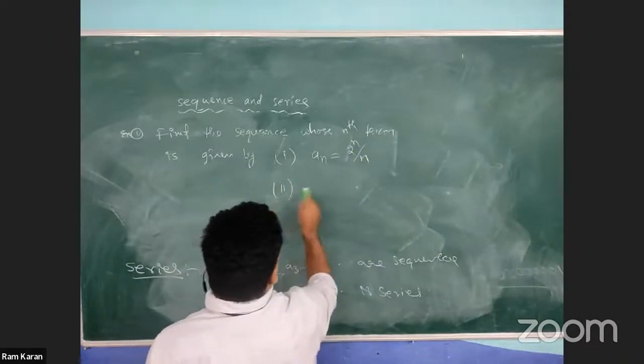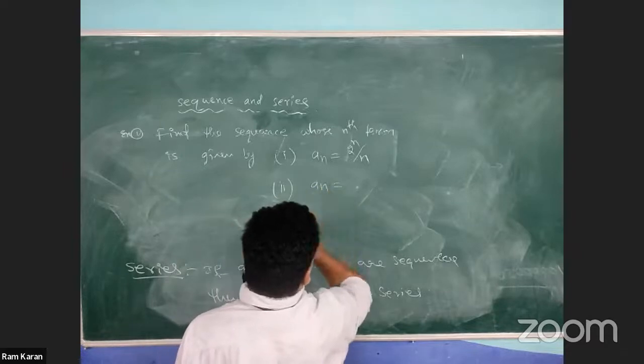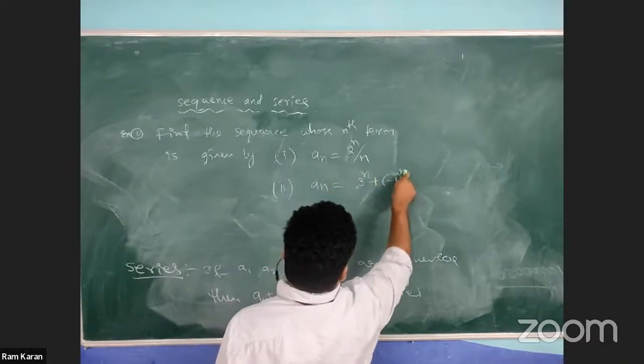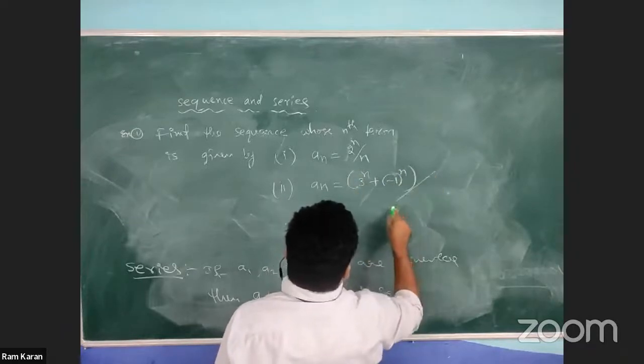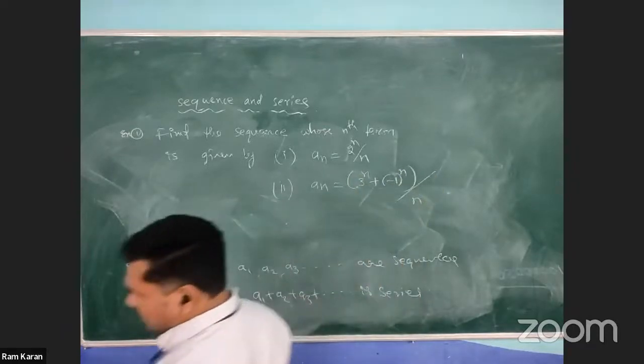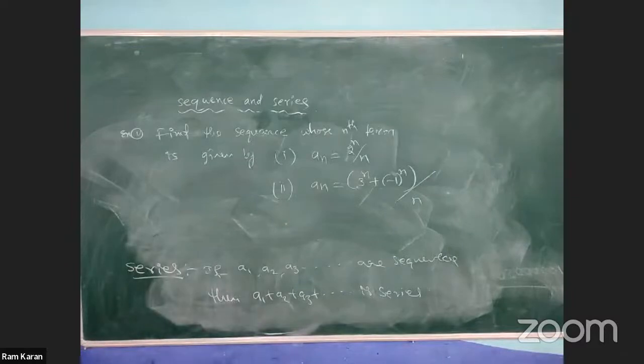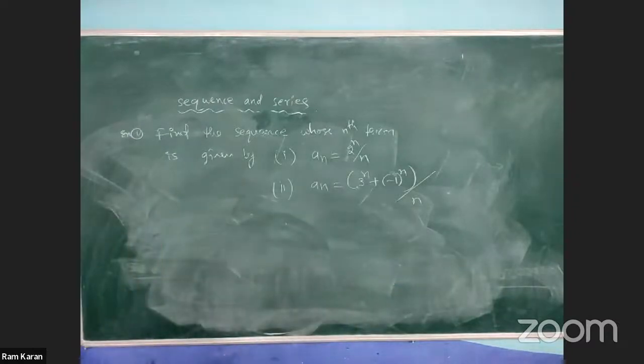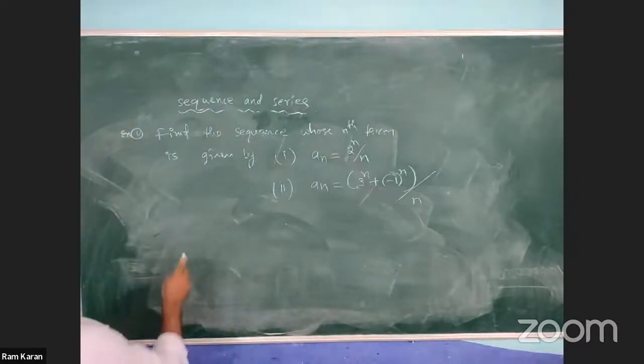Second question: a_n is equal to (-1) power n by n. Sir, the video is blurred. No, sir, it's clear.